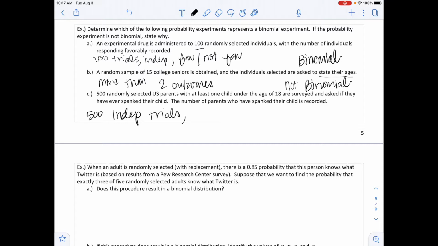Third one is that there's going to be two disjoint or mutually exclusive outcomes. And for this problem, it's either they spank their child or do not spank. And then again, we will assume that that probability would be the same for every single person. And so therefore, this is an example of a binomial experiment.